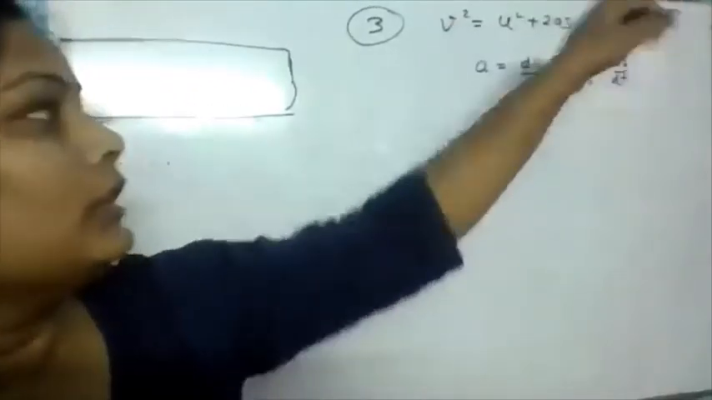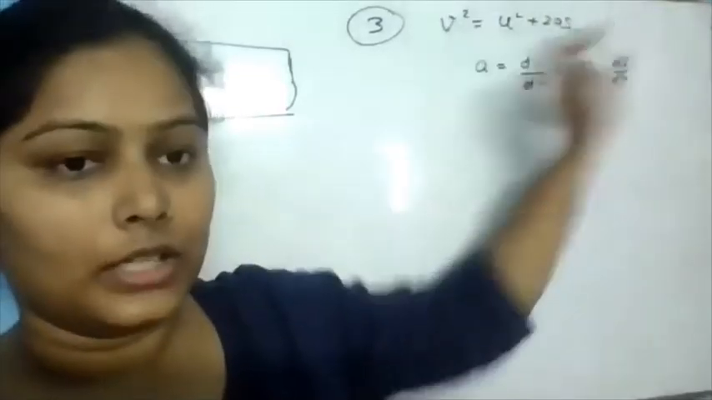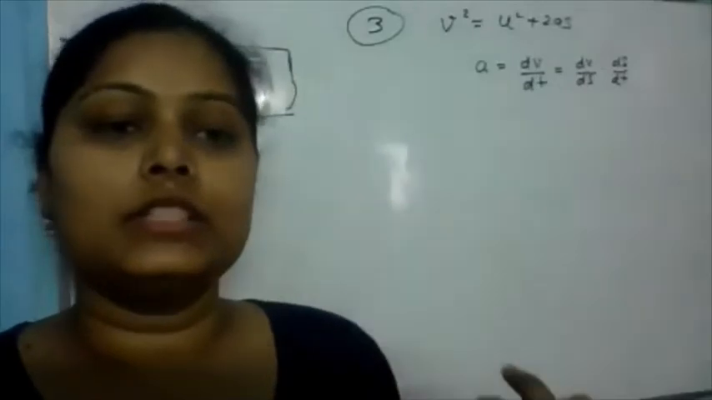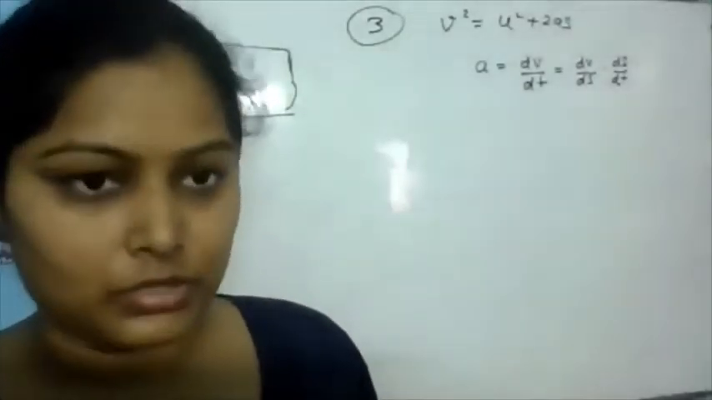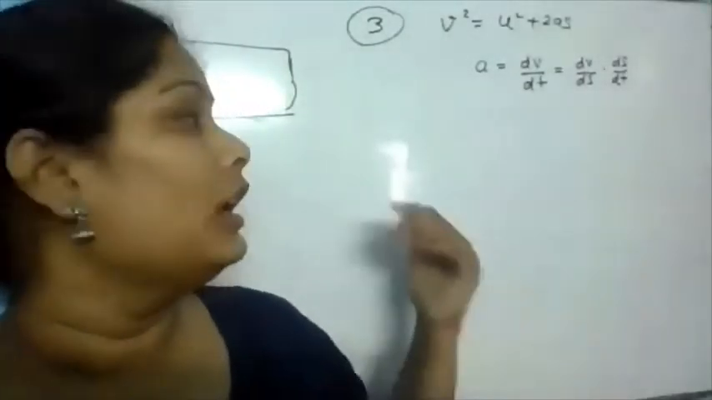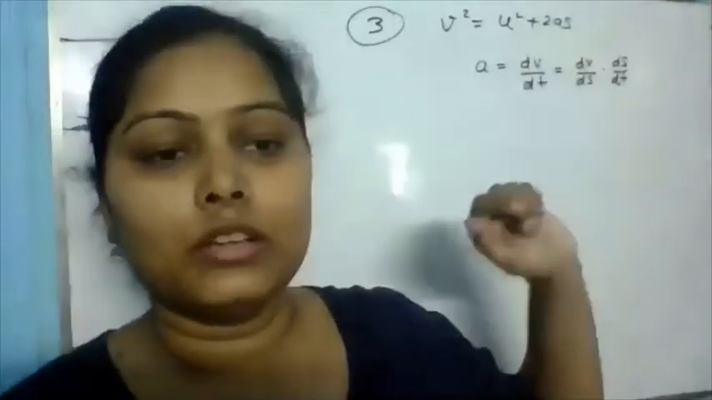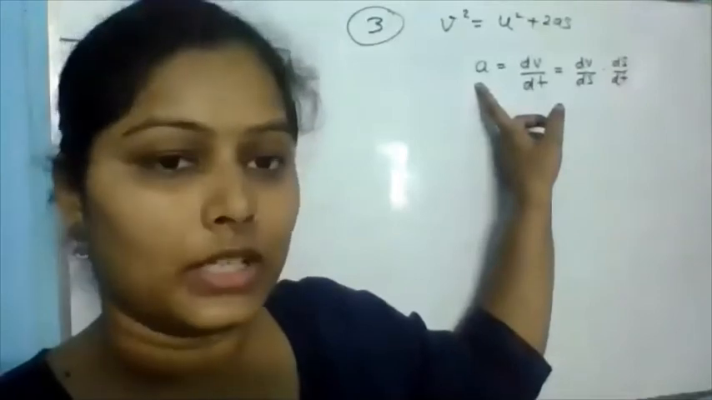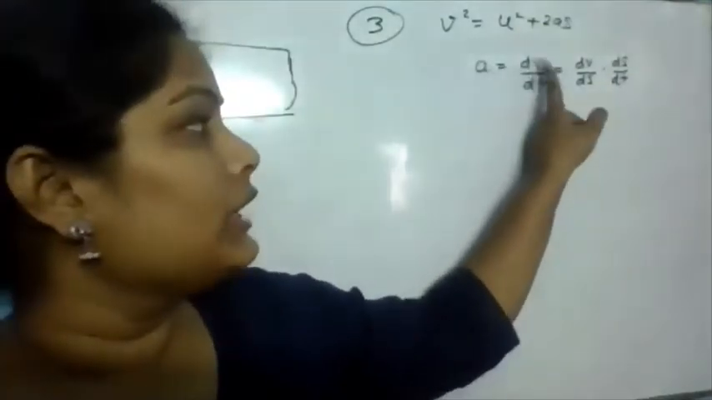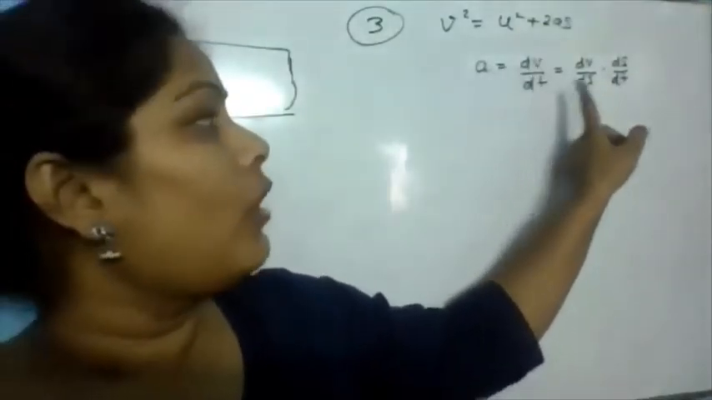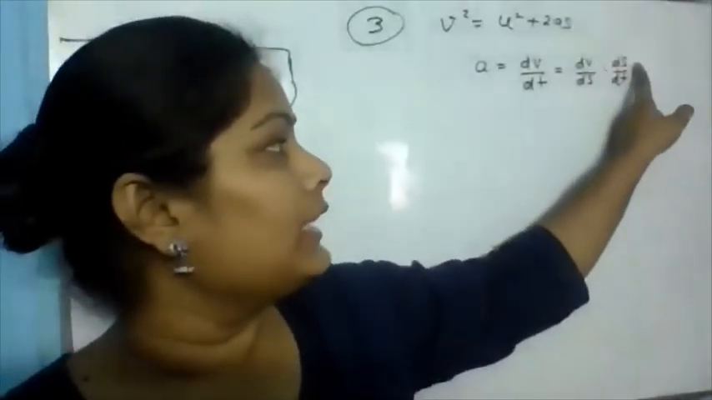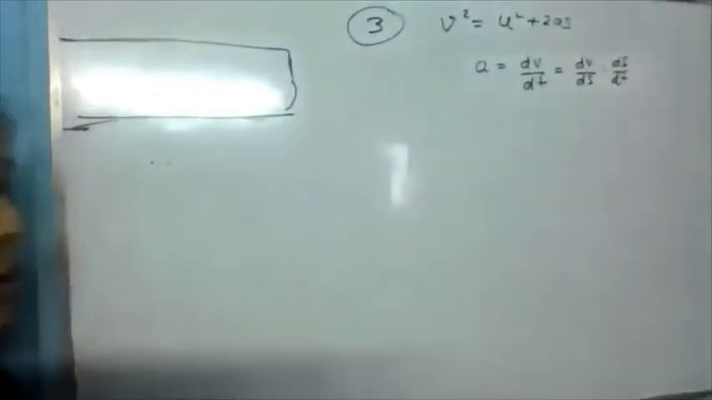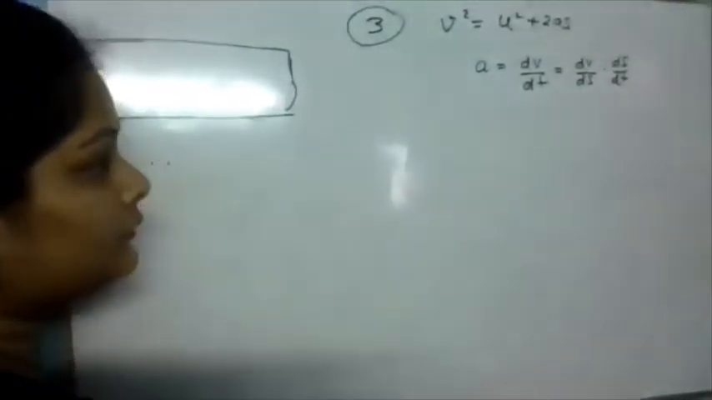We have to prove the third equation, v square. Here we have a particle with an initial velocity u at t equals 0, and after time t it has velocity v, moving with a constant acceleration a. We know that a equals dv upon dt. Now we multiply by ds and divide by ds. Mathematically we can do this.